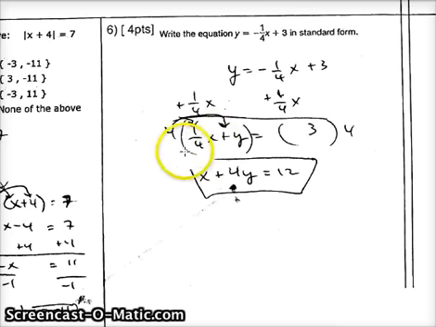Remember, in standard form, you can't have any fractions, and the leading coefficient can't be negative. So how do you get rid of this fraction? You multiply by the denominator there. So if I multiply both sides by 4, 4 times 1/4 will give me 1x. 4 times y gives me 4y. And 3 times 4 gives me 12. x plus 4y equals 12 is in standard form. That side was worth 22 points.